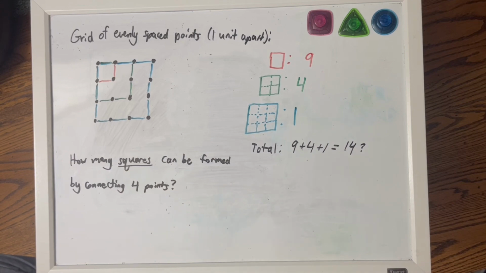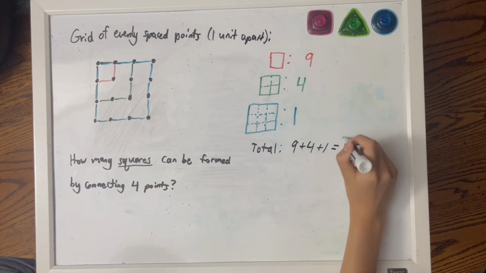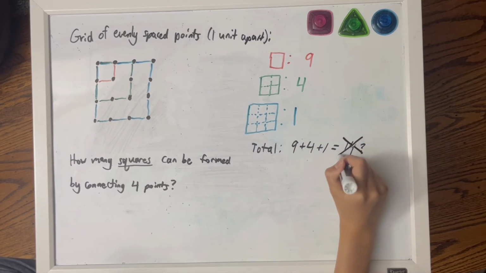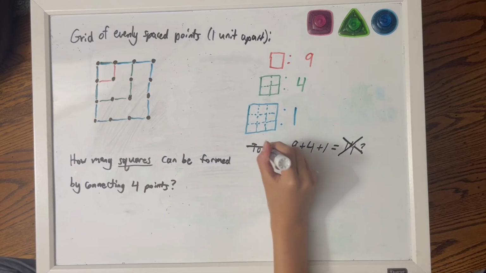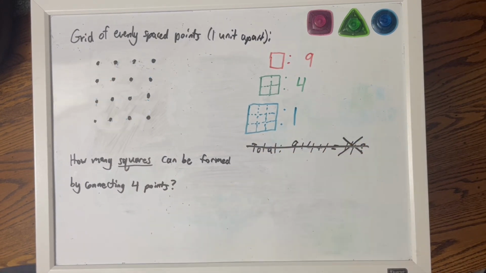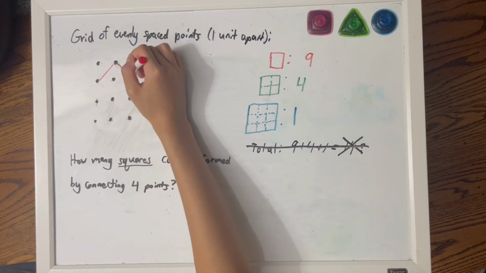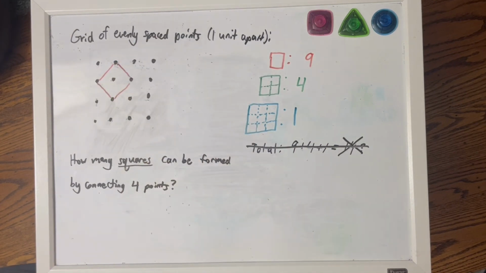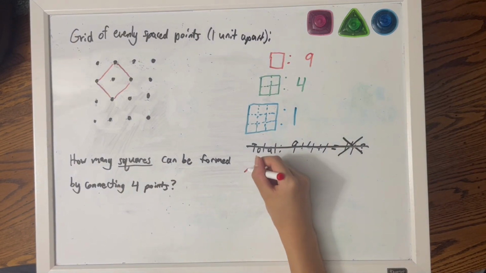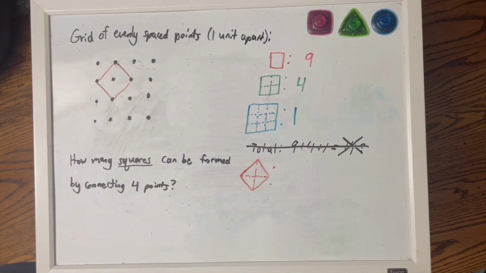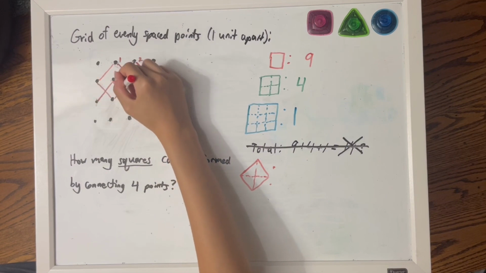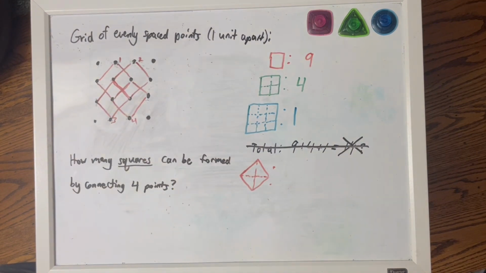There are actually more than 14 because since this is a grid, you can connect the dots any way you want. The square's side lengths don't have to be vertical or horizontal. They can be diagonal. And so you can actually make a diamond looking square, but that's still a square because all the side lengths are the same length and the angles are all 90 degrees. So that is actually another square we can make. So we have to count that one too. So if we count the number of these, there will be 4 of them. Is that all?